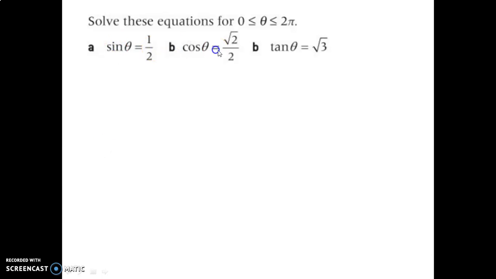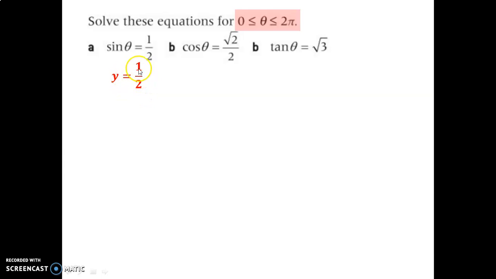Okay, so here we have 3 more problems. Now notice our domain, the possible angles, are from 0 to 2 pi. So we've changed from degrees to radians. But we have the same question here. What angles produce a y value of 1/2 on the unit circle? But now our answer has to be in radians. Let's try using our unit circle.